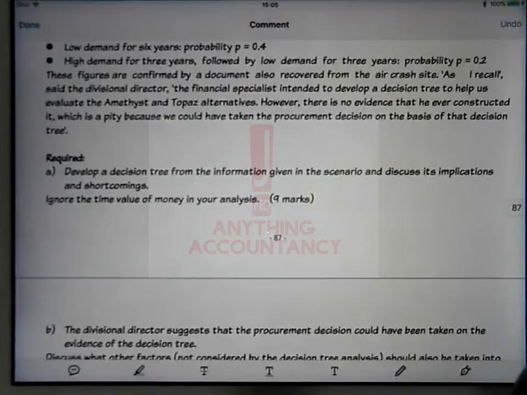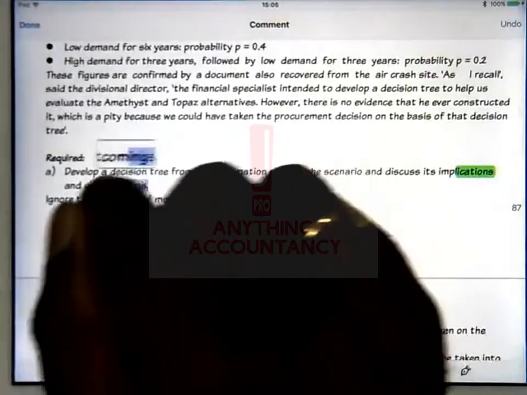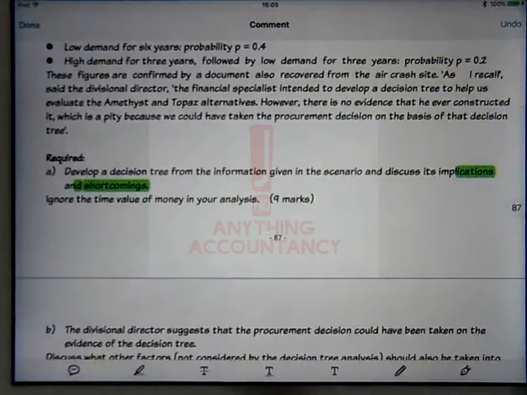But be careful. A lot of students just drew the tree and walked away. They forgot the other things: implication, shortcoming. So you write the answer in 3 pages. Don't worry, just use 3 pages. Decision tree, implication, shortcoming. All you have to do is make sure you label A. That's it. That's all. Are you clear?